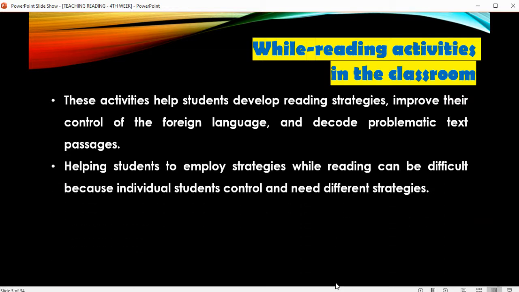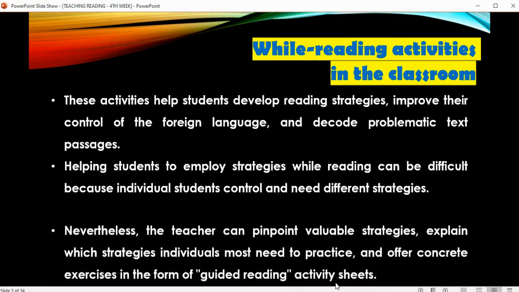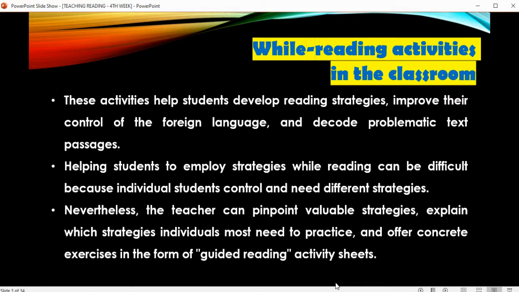Then it helps the student to employ strategies, as we have seen in the first part, where reading can be difficult because individual students control and need different strategies. So they have different contents, different beliefs, different ways of learning. That's why they are going to need different strategies. Nevertheless, the teacher can pinpoint valuable strategies, explain which strategies individuals most need to practice, and offer concrete exercises in the form of guided reading activity sheets.